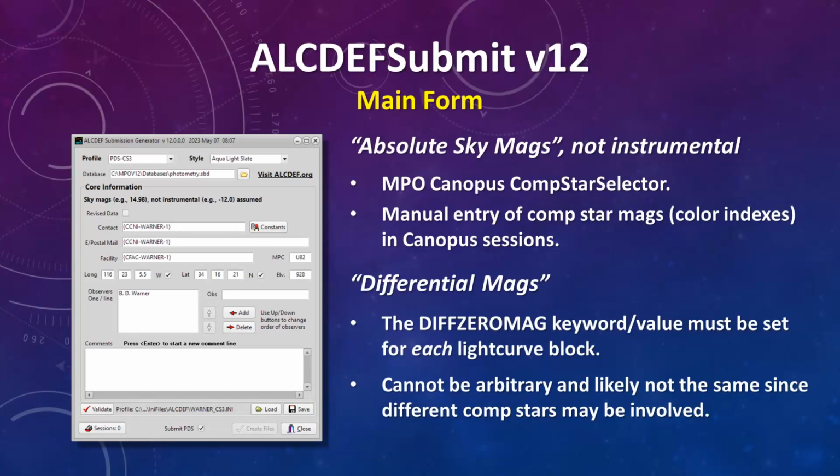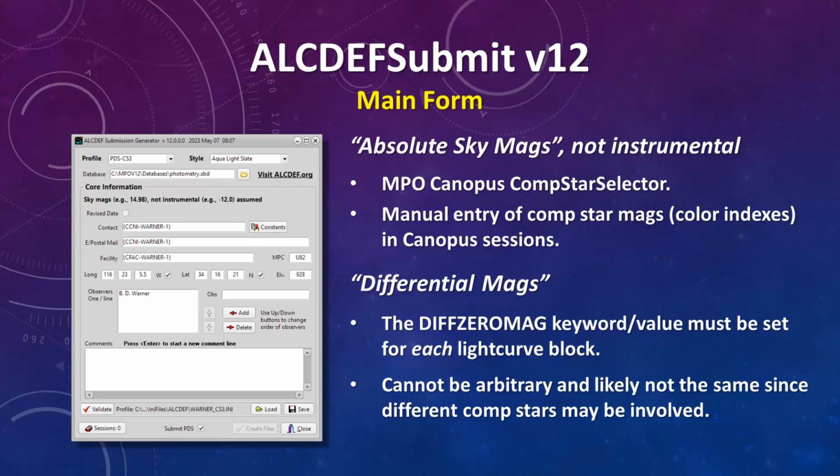The ALCDEF standard urges submitting sky, not differential magnitudes. This is done automatically if you use the CompStar selector in MPO Canopus. The CompStar magnitudes should all be from the same catalog and magnitude band. For example, V from the APAS catalog or Sloan R from the Atlas star catalog.